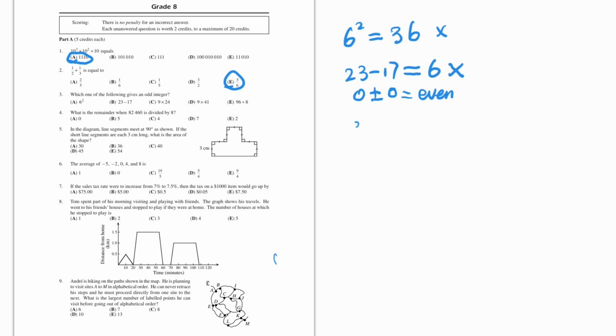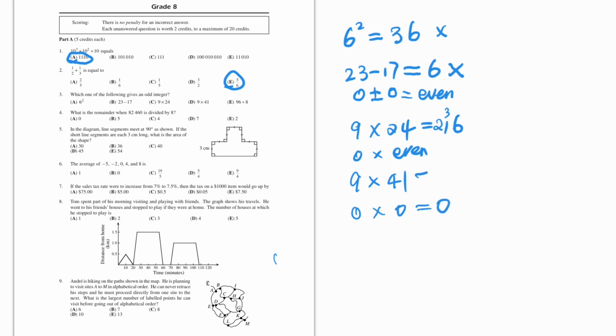Choice C, 9 times 24, odd times even, is always even. So this is not our answer. So 9 times 24 is 4 times 9, 36, 2 times 9, 18. That's 216. The choice D, 9 times 41. So odd times odd always equals an odd number. This is an odd number. That's 369. So this is odd.